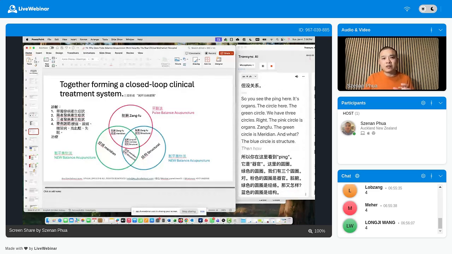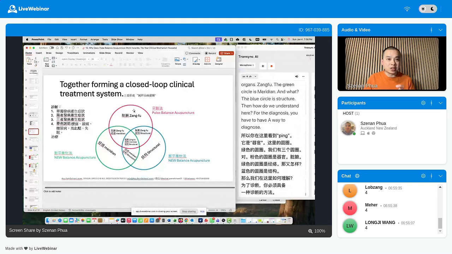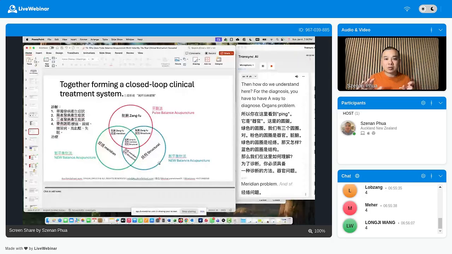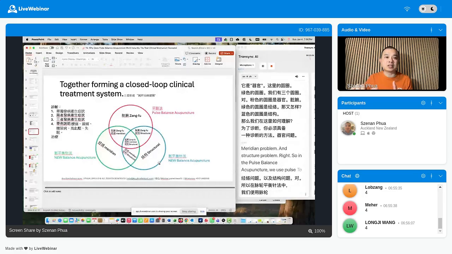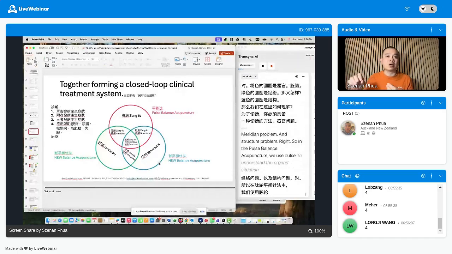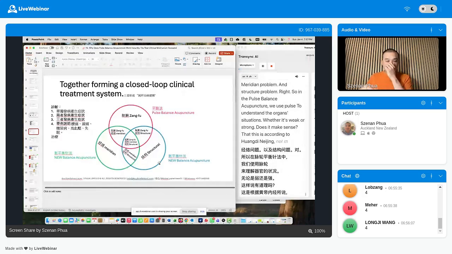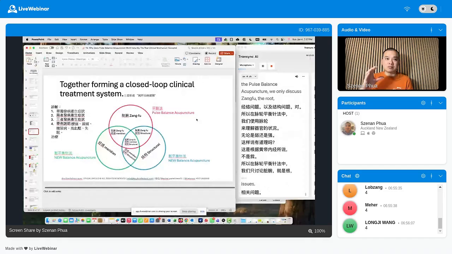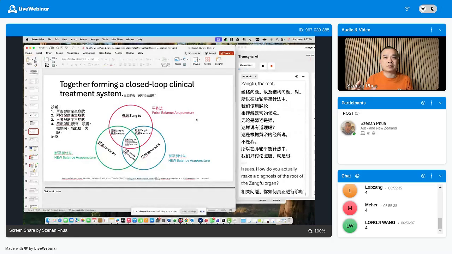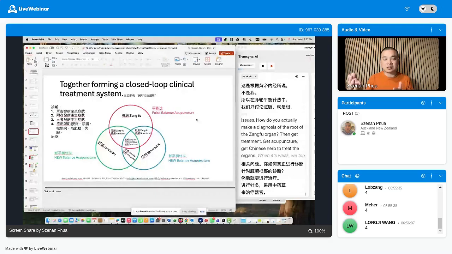Then how do we understand here? For the diagnosis, you have to have a way to diagnose organ problems, meridian problems, and structural problems, right? So in pulse balance acupuncture, we use pulse to understand the organs' situations, whether they are weak or strong. Does it make sense? This is according to Huangdi Neijing, not me. So in pulse balance acupuncture, we only discuss 脏腑, the root issues. How do you make a diagnosis of the root of the 脏腑 organ? Then get treatment, get acupuncture, get Chinese herbs to treat the organs. When it's weak, we tonify. When it's excess, we reduce.